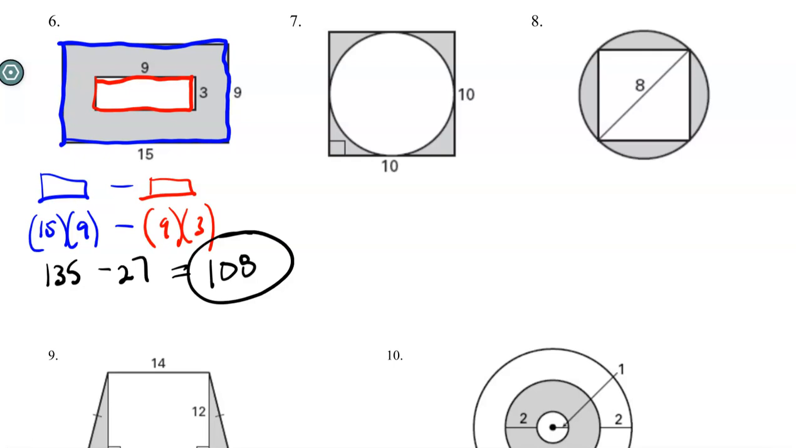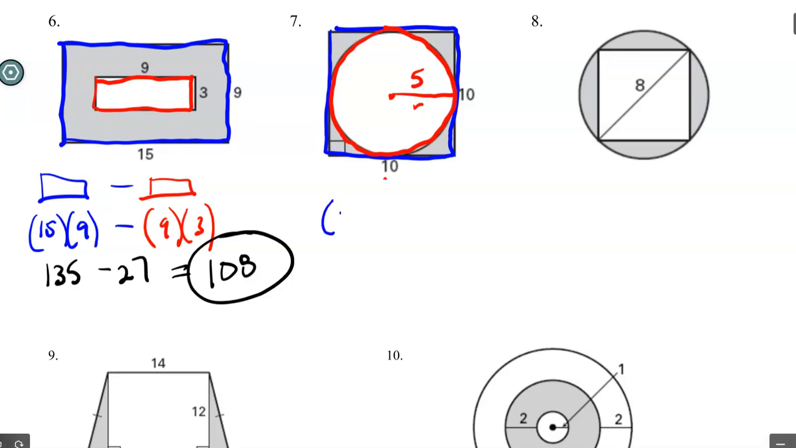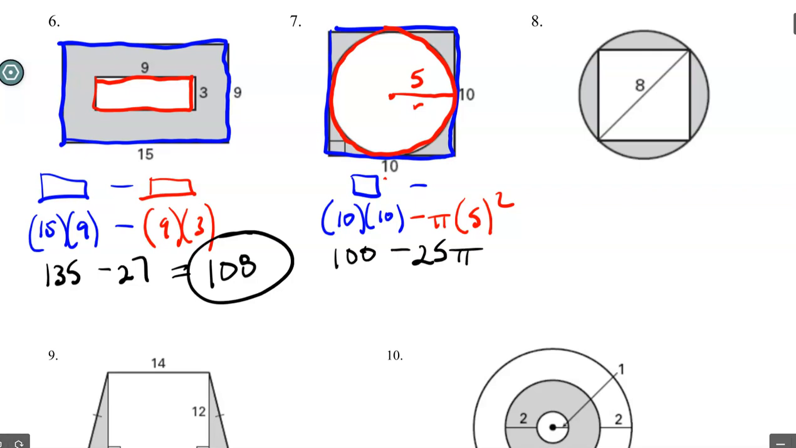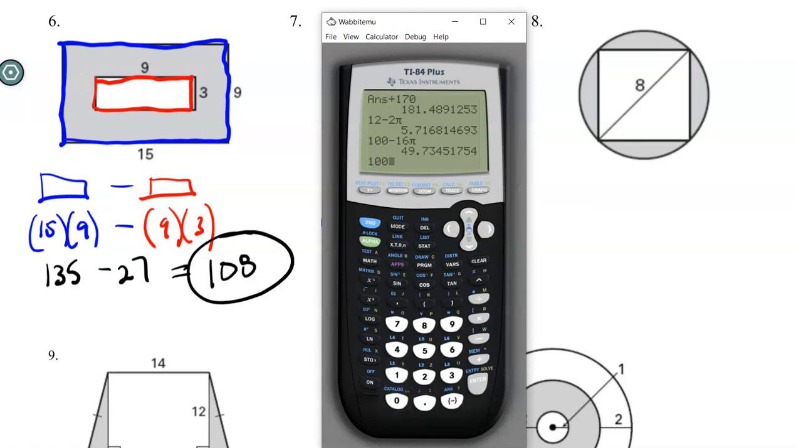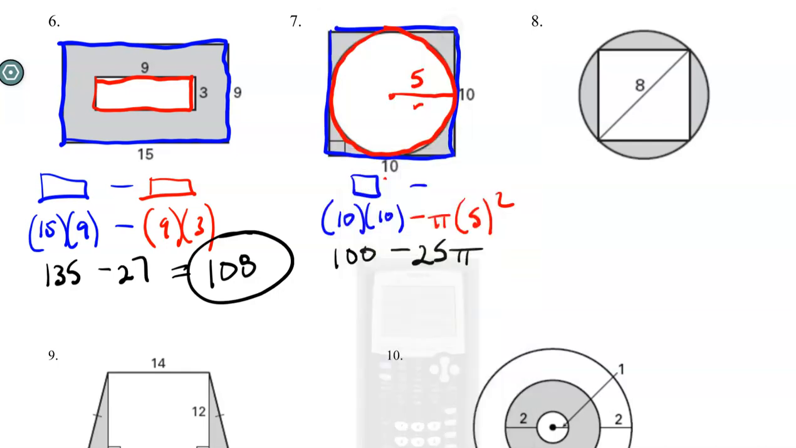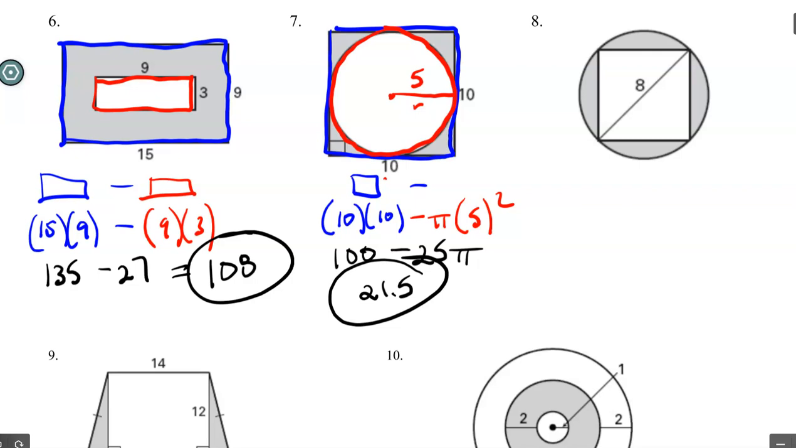Number 7. My strategy is going to be to do the square, and then subtract this circle. For a circle we need the radius, which shouldn't be too bad because that's halfway across, so it should be half of the 10, so it should be 5. So here we go. We're going to do 10 times 10, that's the square, and then take away pi times the radius squared. So we're at 100 subtract 25 pi. If we want the exact answer, it's 100 subtract 25 pi. It's 21.5 when we round it. So 21.5 is the correct answer for number 7.